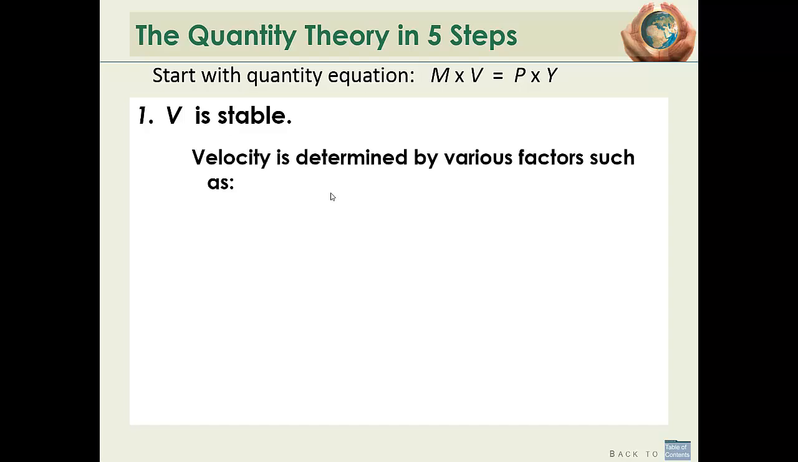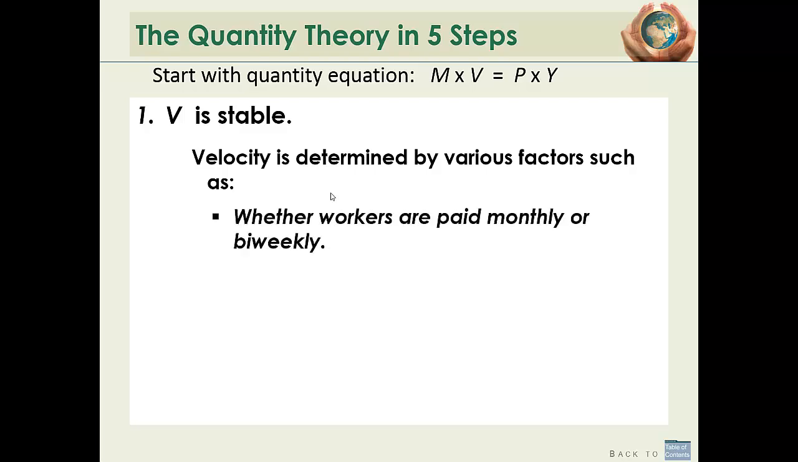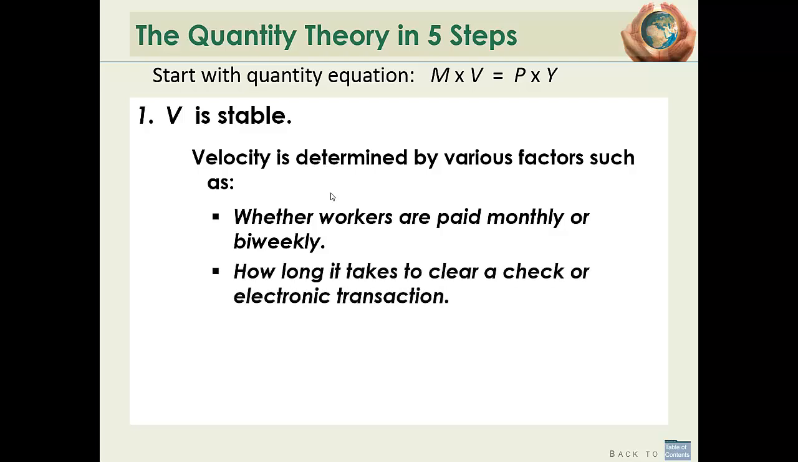Now, velocity is determined by various factors, such as whether workers are paid on a monthly or a biweekly basis, how long it takes to clear a check or electronic transactions. Clearing a check just means if I write you a check and you deposit it in your bank, how long will it take for the funds to be transferred from my account to your account? And a third factor that can affect the velocity of money, how fast money gets spent, is how easy it is to find an ATM, for instance. How accessible are ATMs from which we can withdraw money.